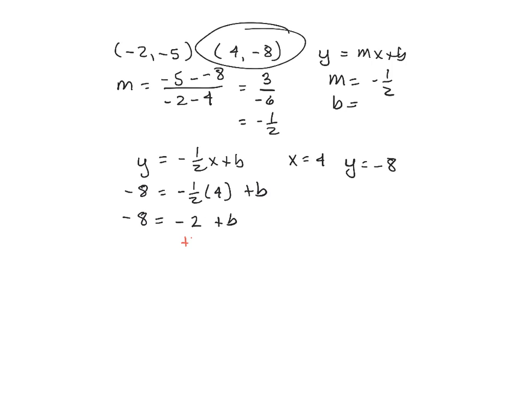So to solve this, let's add 2 to both sides. So our b is -6. So now we're ready to write our equation. y = -1/2 x - 6.